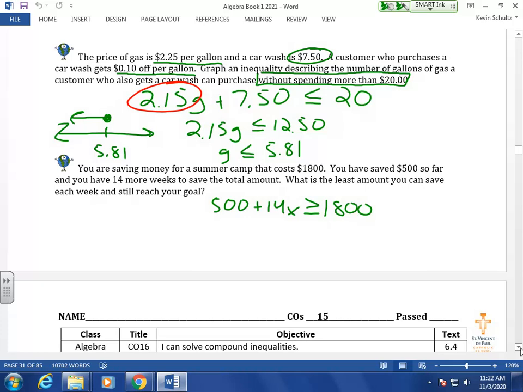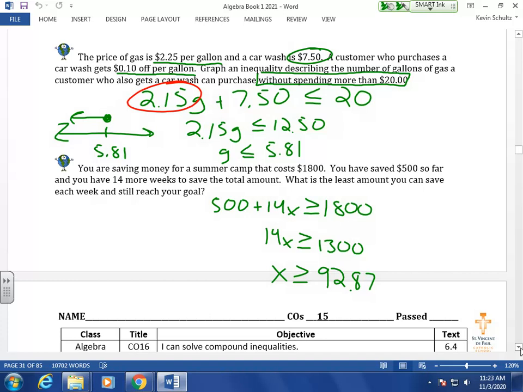Okay? Because what this is saying is that you already saved that 500. That's a constant. That's done. Right? You'll be subtracting that from the 1800 to calculate how much money you would need to save each week to get the remaining balance, which is 1300. Okay? Divide that by 14, which is the number of weeks. And if my memory serves me correctly, it's $92.87.